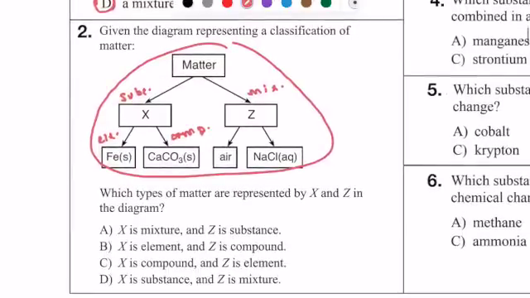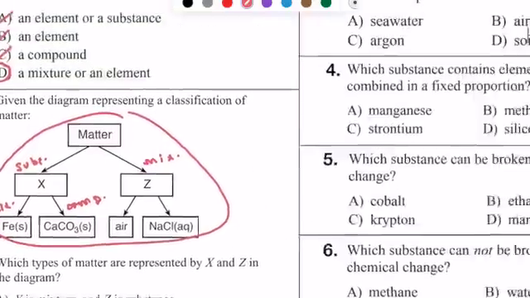In the next one, it says which answer is correct for X and Z. As we just said, X is a substance, and a substance can either be an element or a compound. Then Z is going to be a mixture. So the correct answer here will be D.